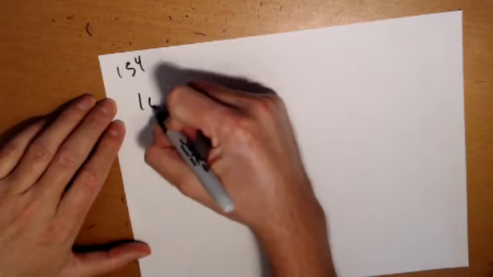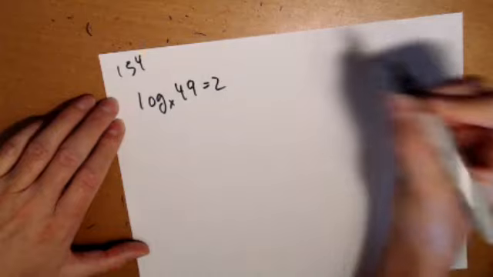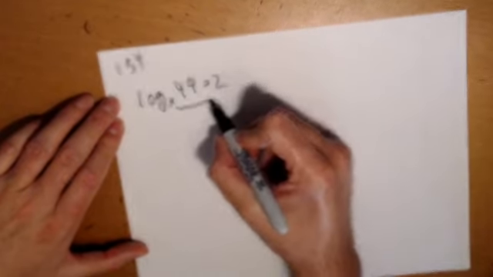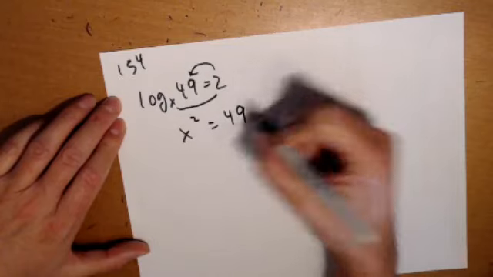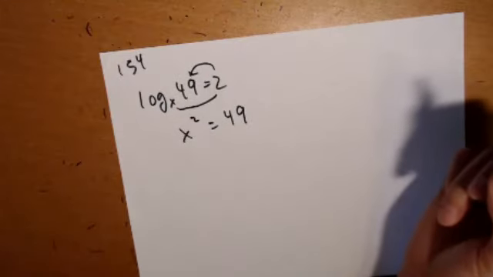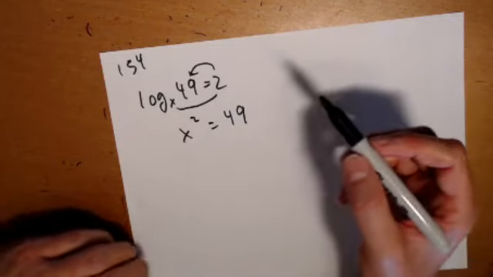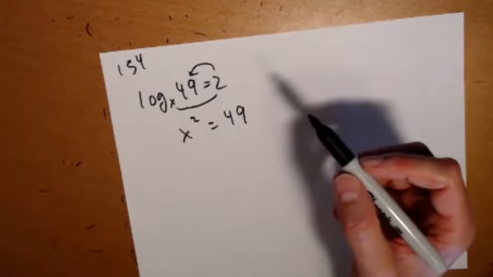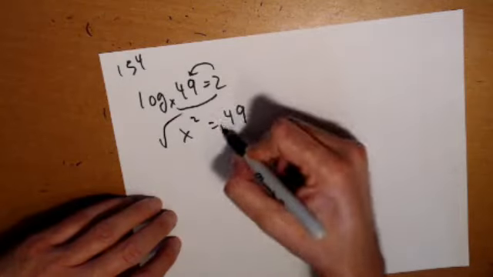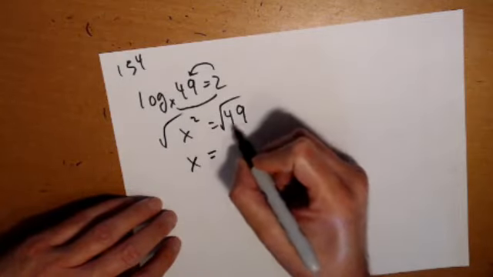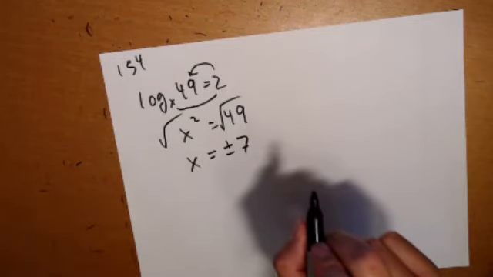154: log base x of 49 is 2. X to the second is 49. Okay, cool. And then we square root both sides. And you would say, oh, if I square root, I get 2 answers, plus or minus 7, right?